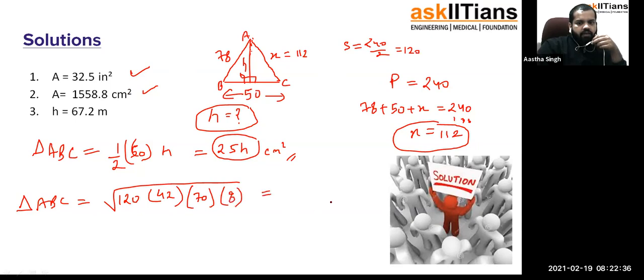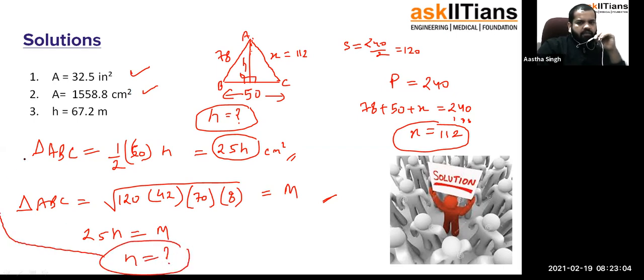Find the value of the area of triangle ABC by solving this, and just equate them, because the triangle is the same. It means its area should be the same, whether it is 25H or something else. So 25H will be equal to this value; if it comes out to be M, just calculate M and you can easily find the value of H, right? Try to solve this. So H must be 67.2. I think the point is clear, right?